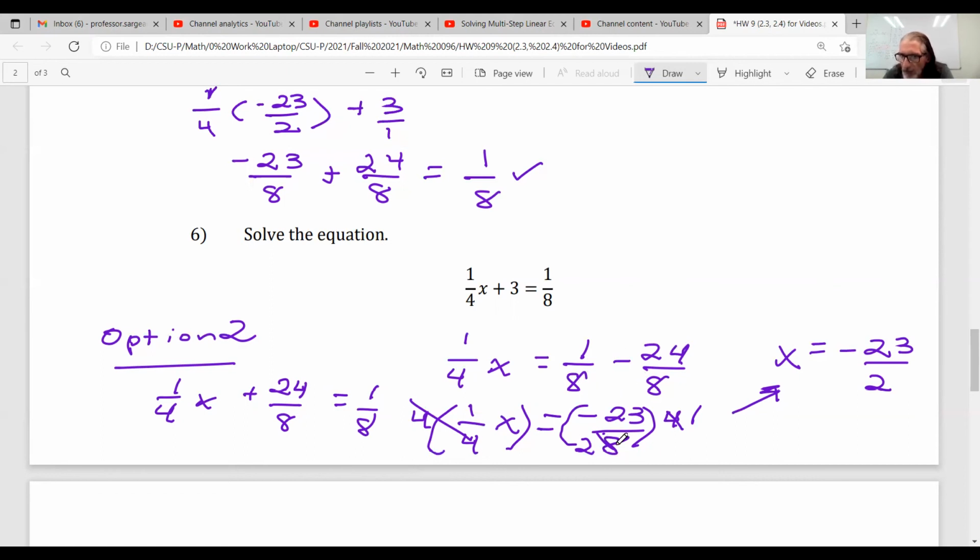It's still over 8. And then, since 1/4 x is alone, instead of dividing both sides by 1/4, that's the same as multiplying by the reciprocal 4 over 1, or just 4. It's going to cancel the 4 on the left, leaving us a 1x. We just write x instead of 1x. And on the right-hand side, when you multiply that by 4, or if you need to write it 4 over 1, 4 goes into itself once and into 8 twice. So that reduces to negative 23 halves. That's the answer we found in the previous approach.